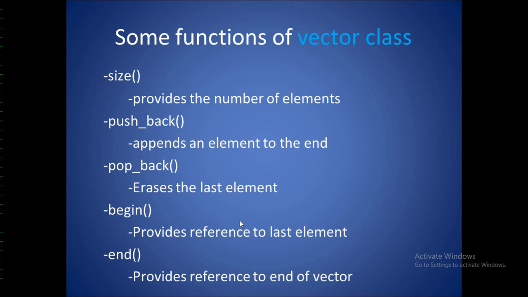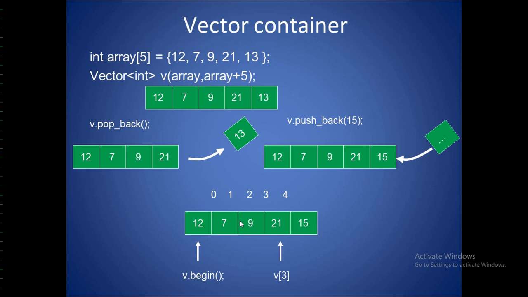Then push_back is for inserting an element at the back. Pop_back is for deleting or erasing the element from the end. Begin provides a reference to the first element and end provides a reference to the end of the vector. Okay, so vector containers, integer array. There is one array of 5 elements: 12, 7, 9, 21, 13. With the help of that array, we are declaring the vector. So the vector now has 5 elements: 12, 7, 9, 21, 13.